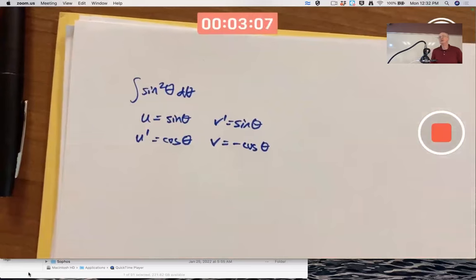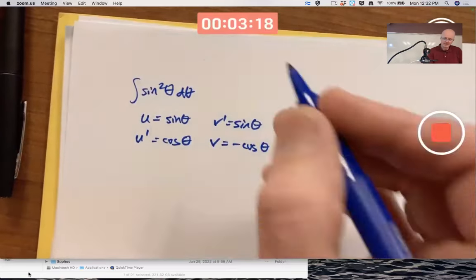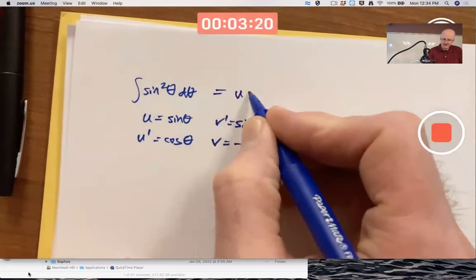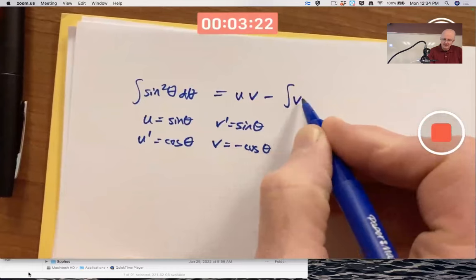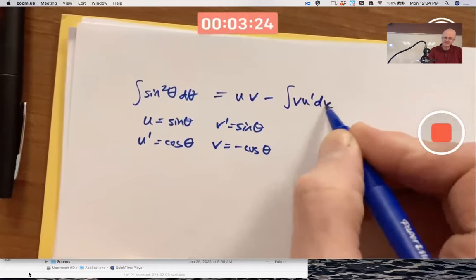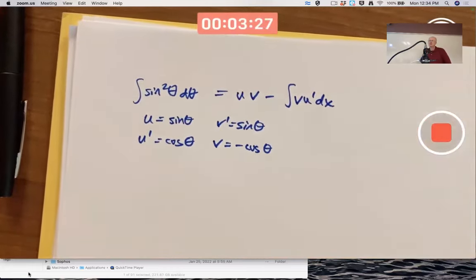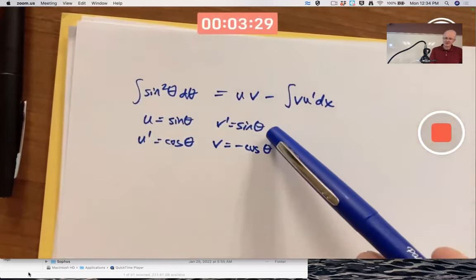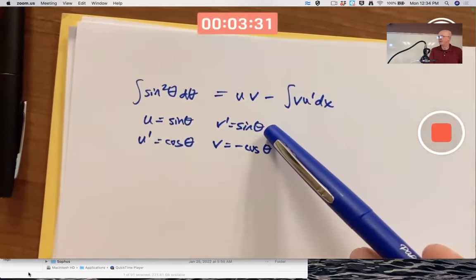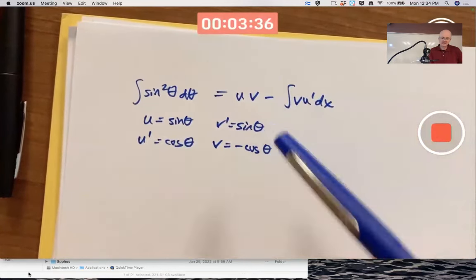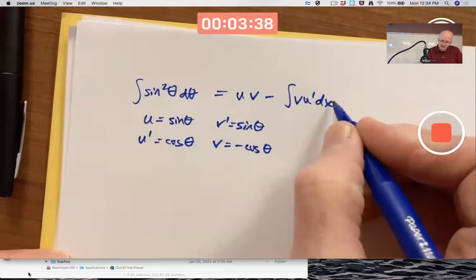As I've taught you, it's typically a good idea to write down the integration by parts formula every time you need to use it to get it sinking into your brain deeply. That'll benefit you for the gateway exam. U times v minus the integral of v times u prime. Some books call this dv instead of v prime. They write dv would be sine theta d theta. Well, actually, in this case, the variable is theta, so I should use a d theta here.